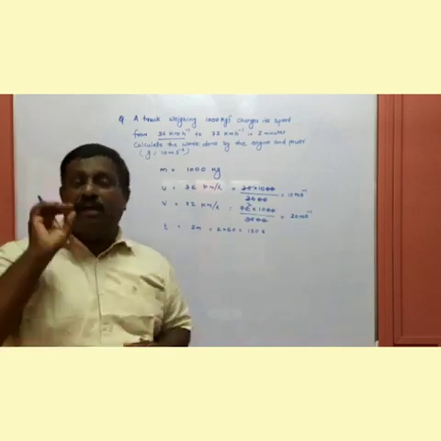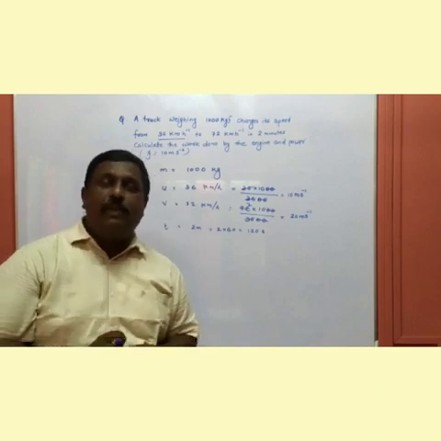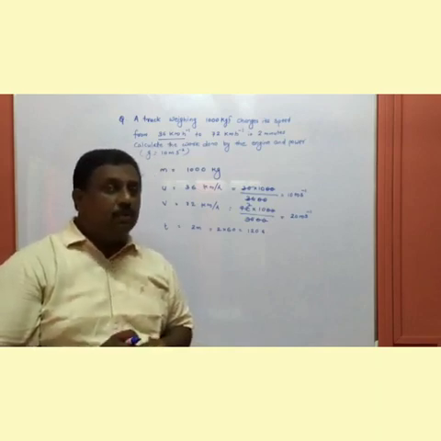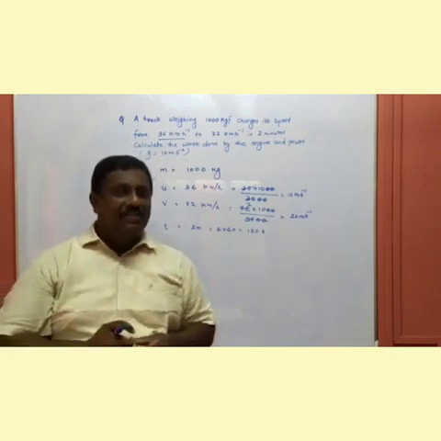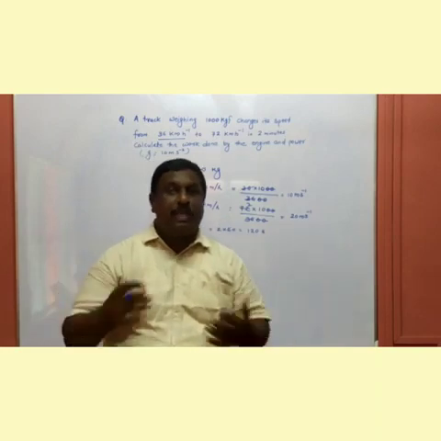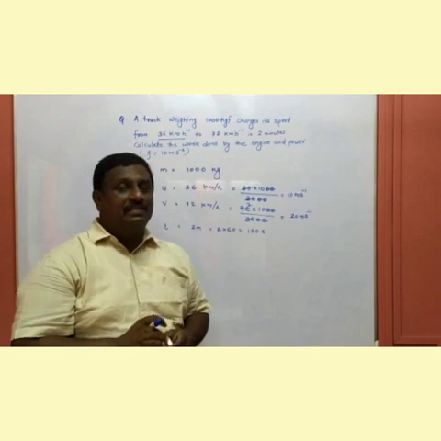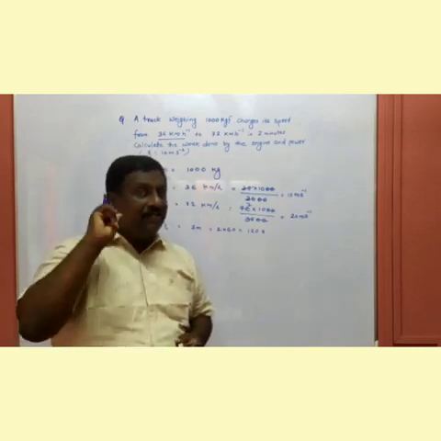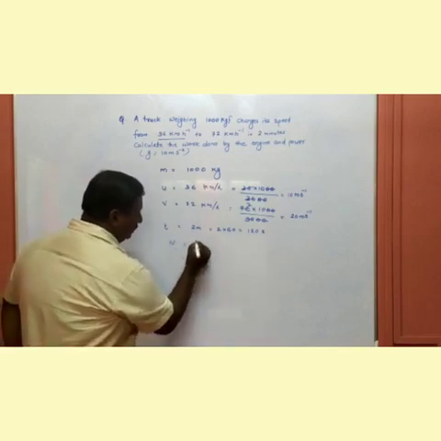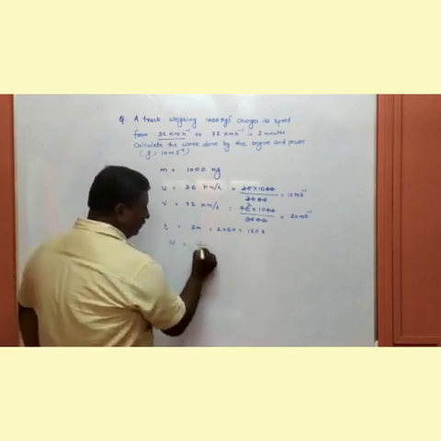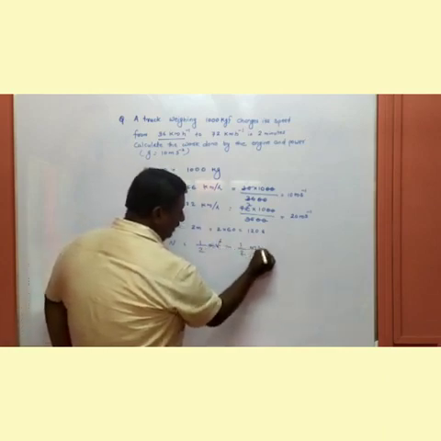Here, the work energy theorem states that work done by a body is equal to the change in kinetic energy. Okay, I already explained the work energy theorem. Work done by a body is equal to the change in kinetic energy. Then I can write W is equal to final kinetic energy minus initial kinetic energy.